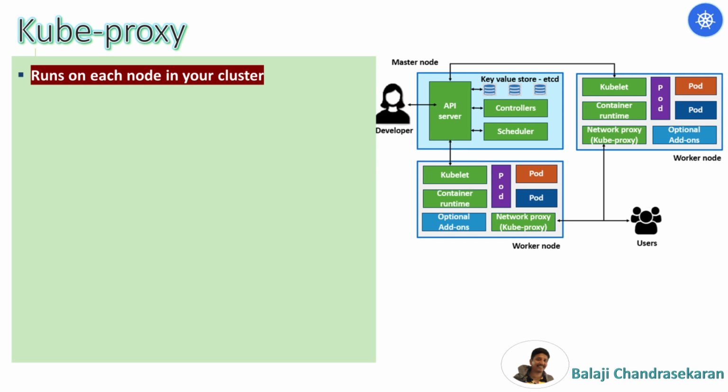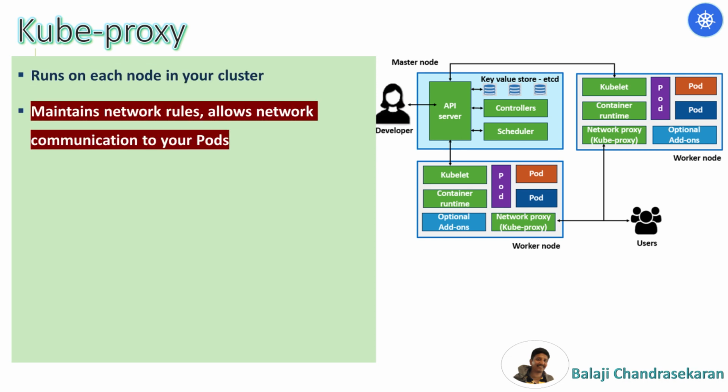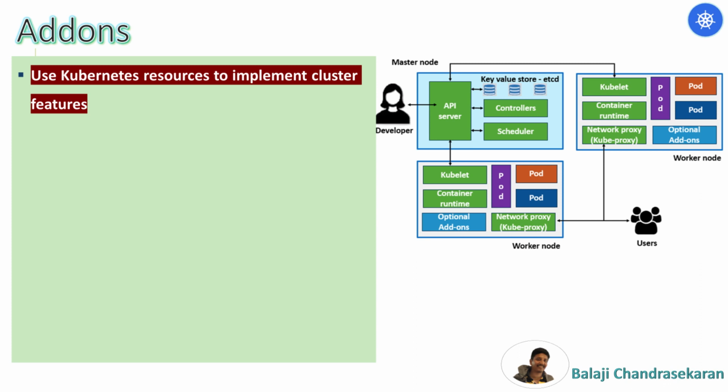Kube-proxy is a network proxy that runs on each node in your cluster. Kube-proxy maintains network rules on nodes. These network rules allow network communication to your pods from network sessions inside or outside of your cluster. Kube-proxy uses the operating system packet filtering layer if there is one and it's available. Otherwise, kube-proxy forwards the traffic itself. Add-ons use Kubernetes resources, daemon set, deployment, etc., to implement cluster features. Because these are providing cluster-level features, namespaced resources for add-ons belong within the kube-system namespace.